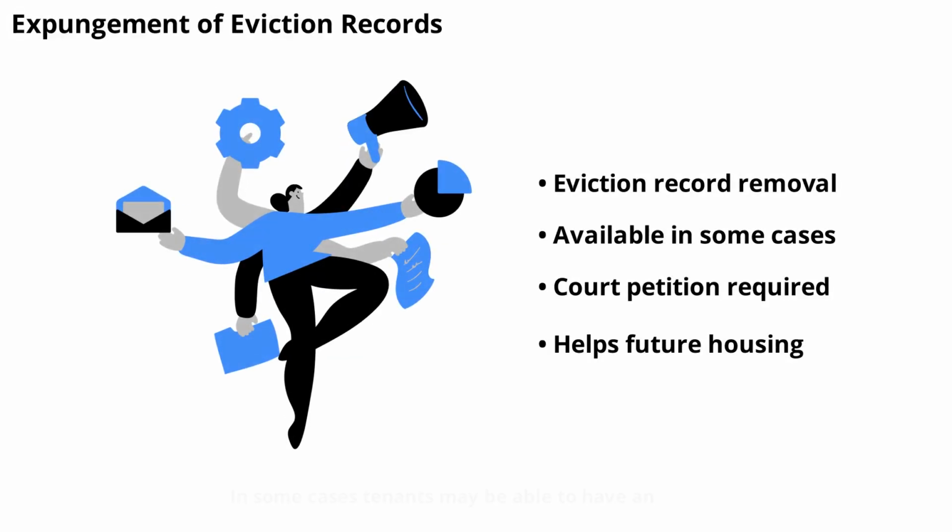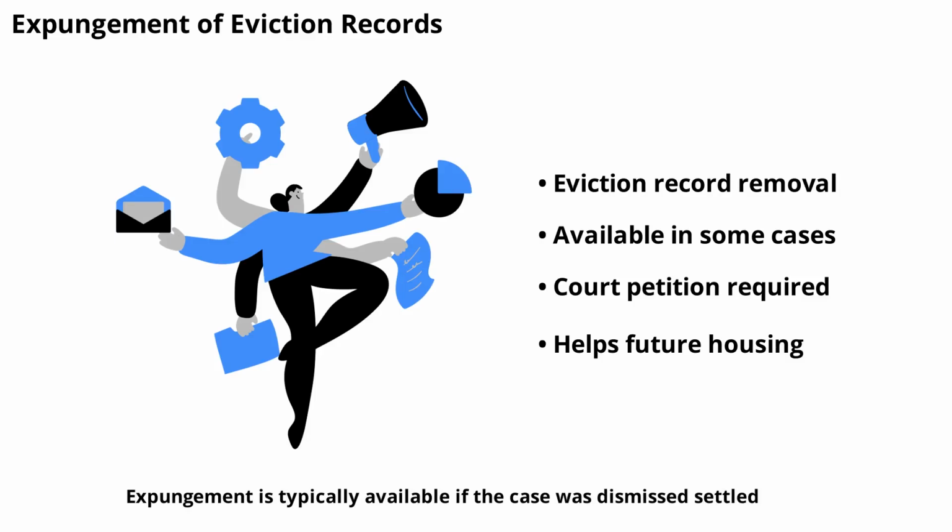In some cases, tenants may be able to have an eviction record expunged or removed from public view. Expungement is typically available if the case was dismissed, settled, or if the tenant can show good cause. The process varies by jurisdiction and may require a court petition. Expungement can help tenants move forward and secure housing in the future, so it's worth exploring if you qualify.